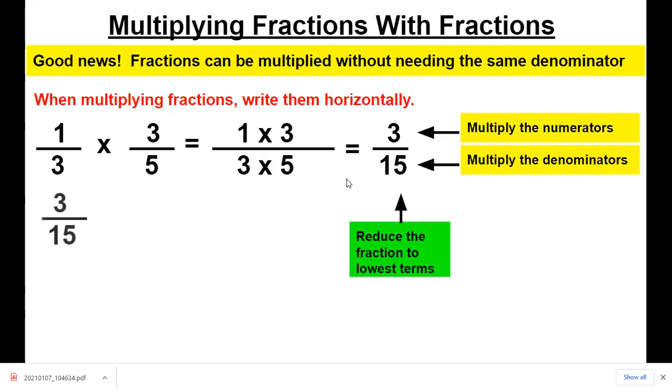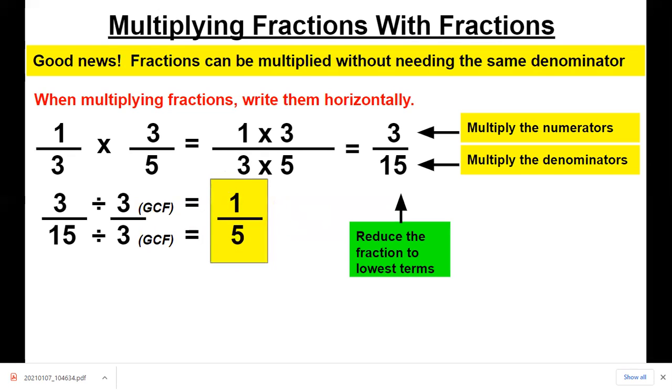So we're going to take 3/15. What's the greatest common factor of 3 and 15? Did you say 3? Then you are correct. So we're going to divide 3 divided by 3 is equal to 1, and 15 divided by 3 is equal to 5. So the answer is 1/5.